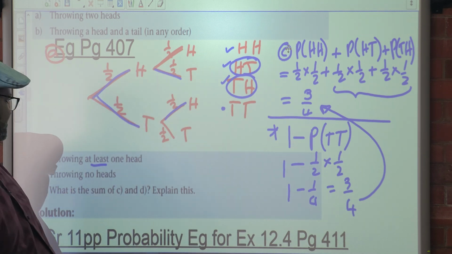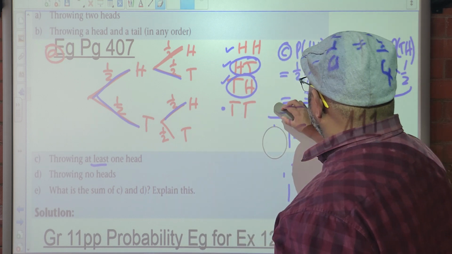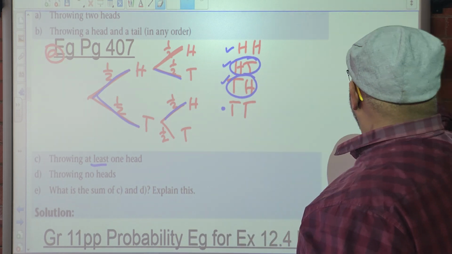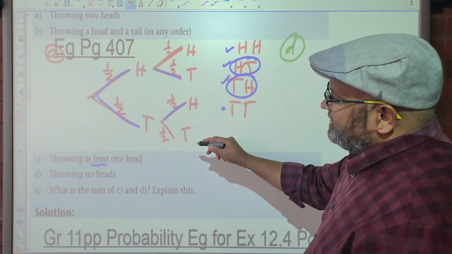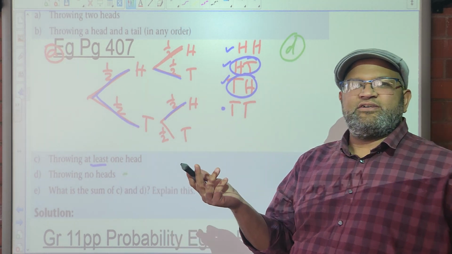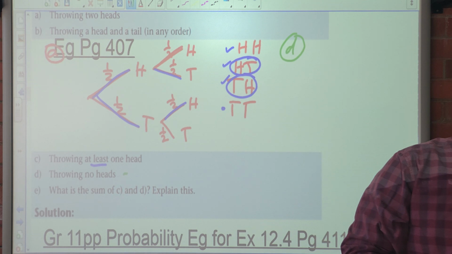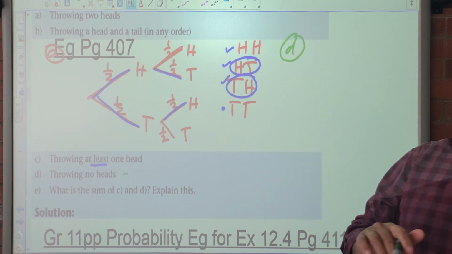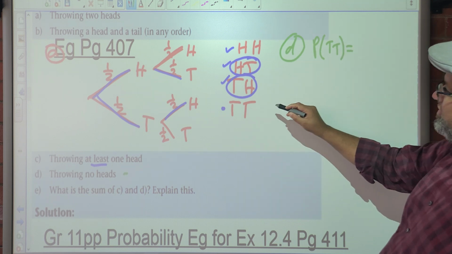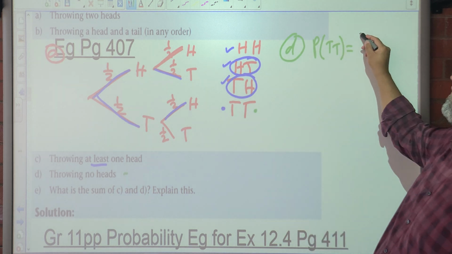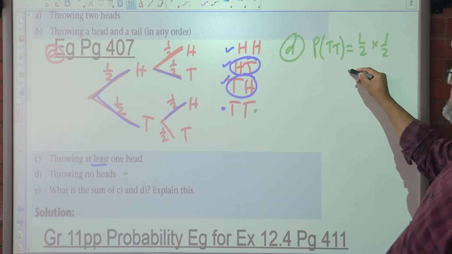People just look at D. D. Okay. D says, throwing no heads. Okay, we spoke about that now. No heads means to say it's only tails. And how many only tails are there? It's only 1 out of 4. Or half times half, which is a quarter anyway.